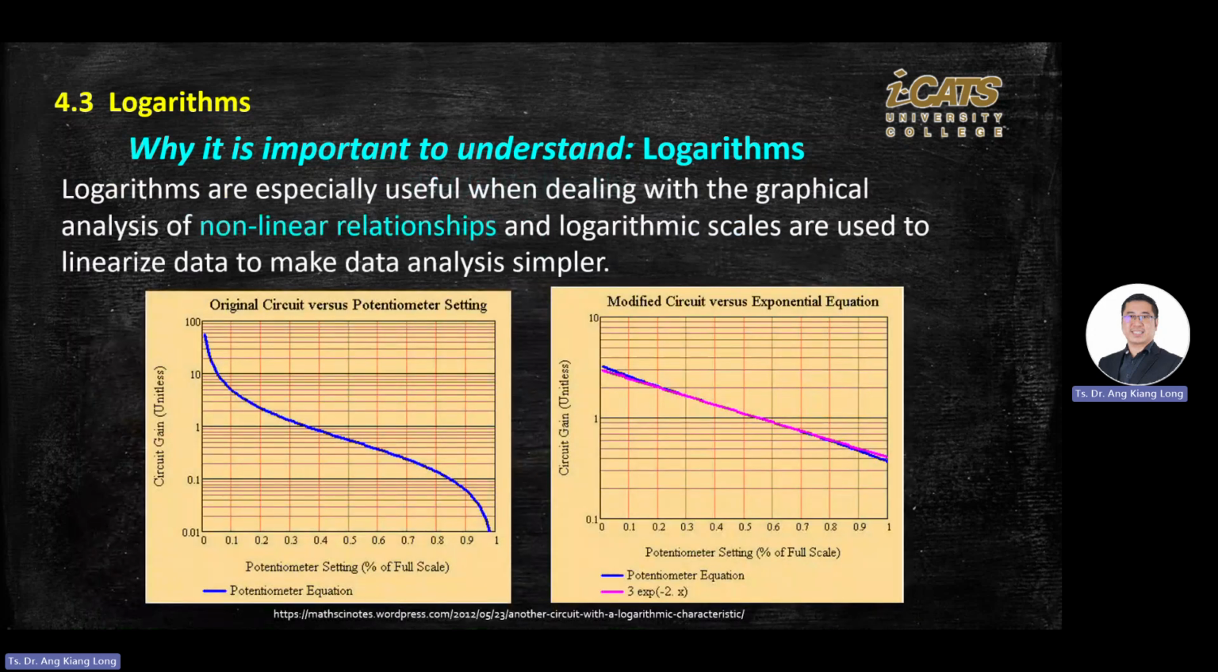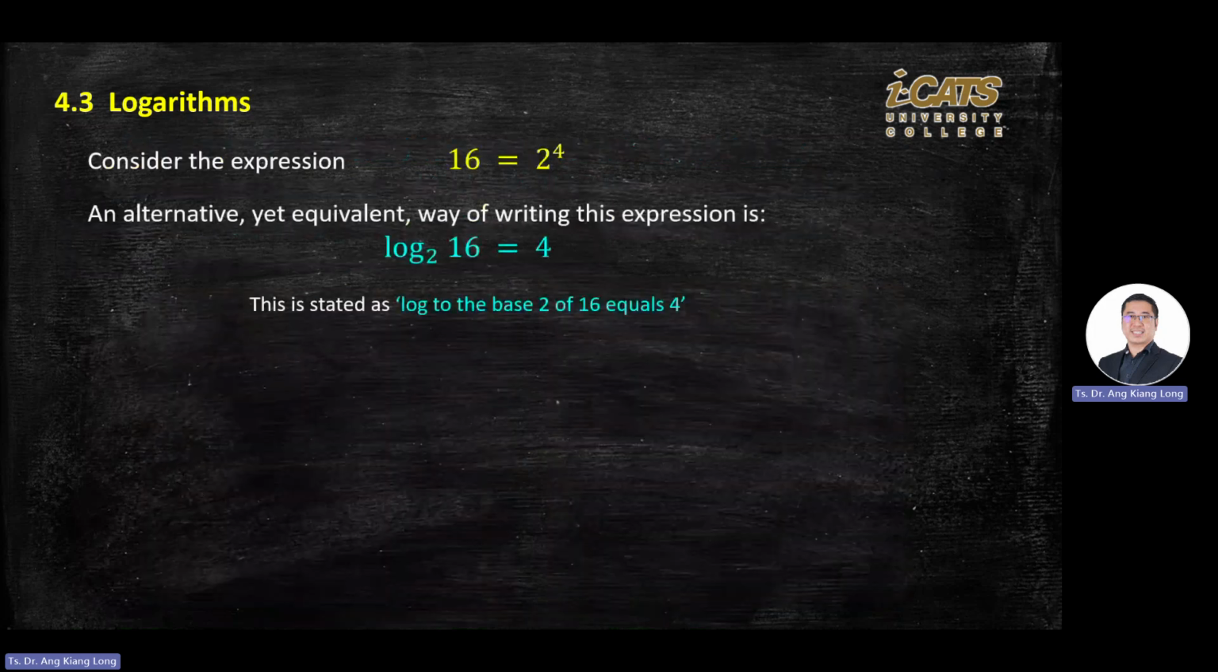Okay, non-linear. So just a recap. Previously, we learned indices, right? So 16 equal to 2 power 4. We can write it in log form base 2. You can convert 16 equal to 2 power 4 into log base 2 of 16 equal to 4. It's just a conversion from index form into log form.